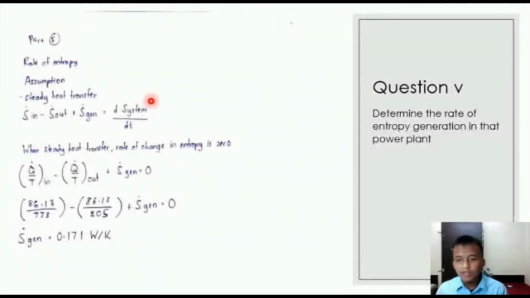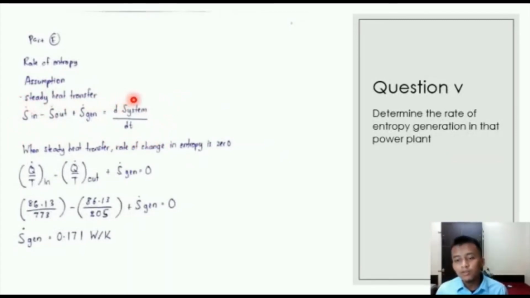Alright, my name is Muhammad Nakib bin Mansur, metric number MA20169. I am responsible to present question 5. Question 5 is asking to determine the rate of entropy generation in the power plant. First of all, we have to do the assumption. The heat transfer in the cycle is steady. That means we have to use this steady heat transfer formula.